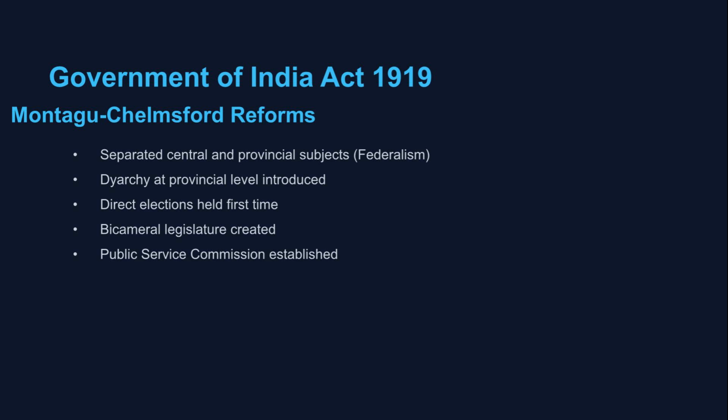It created a bicameral legislature at the center, an upper house, Council of State, and a lower house, Legislative Assembly, with most members chosen by direct election. It extended the franchise and granted voting rights based on property, tax, and education qualifications. It created a Public Service Commission in 1926 for recruiting civil servants, the predecessor to today's UPSC. Most importantly, it separated provincial budgets from the central budget, giving provinces financial autonomy.